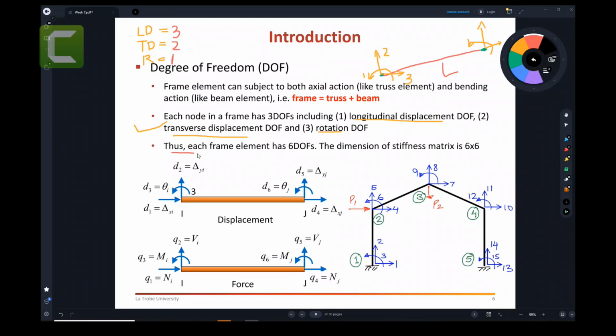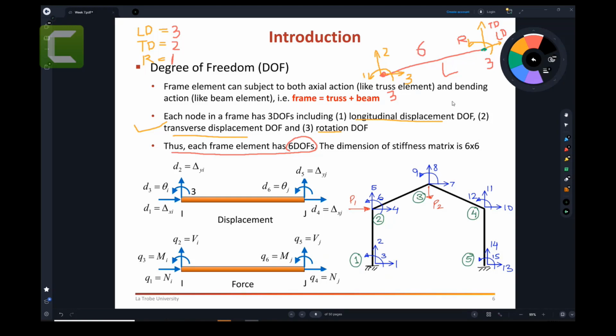Now, each frame element has 6 degrees of freedom. Okay, let me explain. Each node has 3 degrees of freedom. Everyone okay with me that it has a longitudinal displacement, transverse displacement, and rotation? These nodes again have 3 degrees of freedom: a longitudinal displacement, a transverse displacement, and a rotational degree of freedom. So if you take the whole element, which has 2 nodes, each element has 6 degrees of freedom.